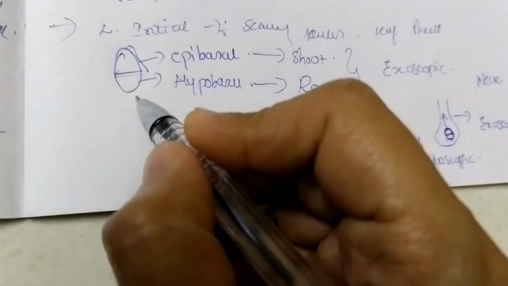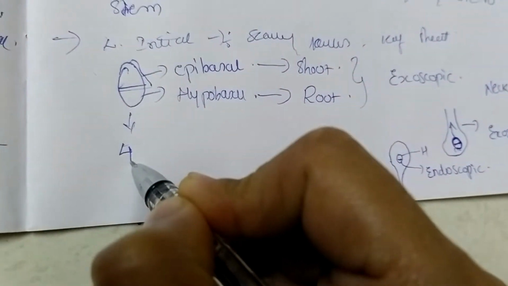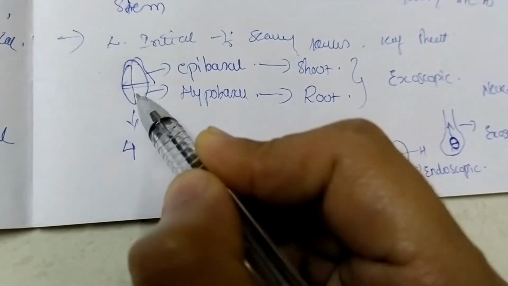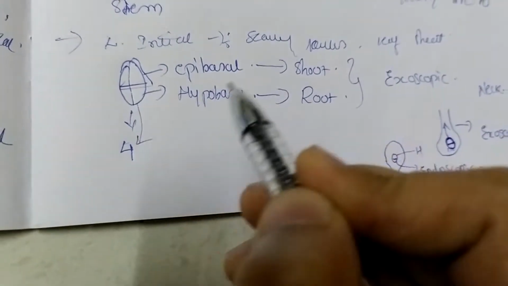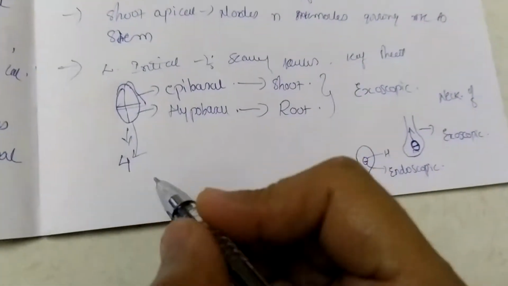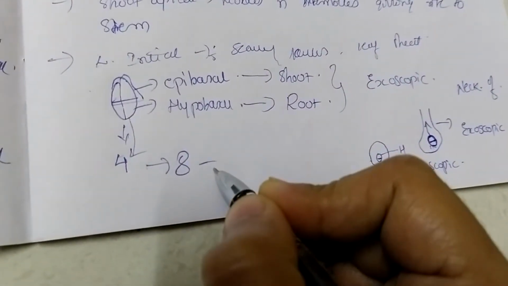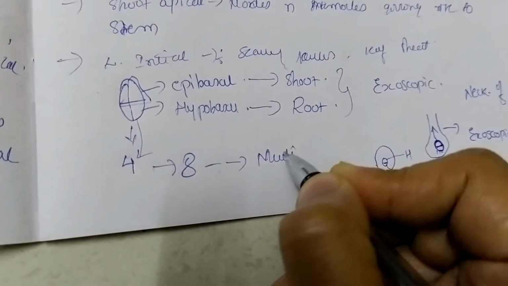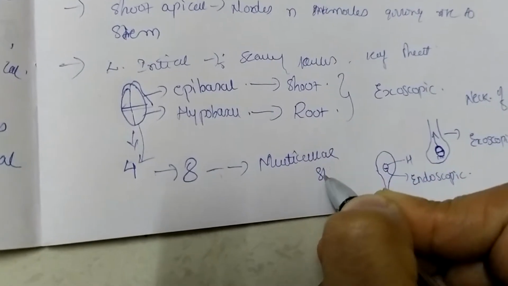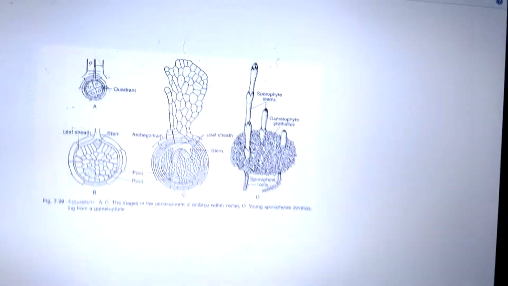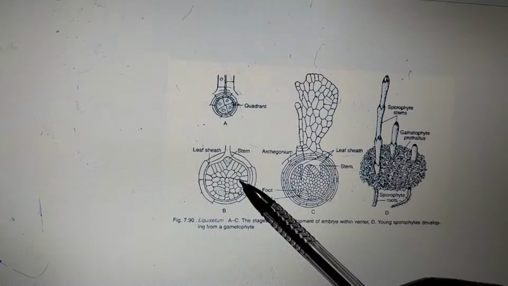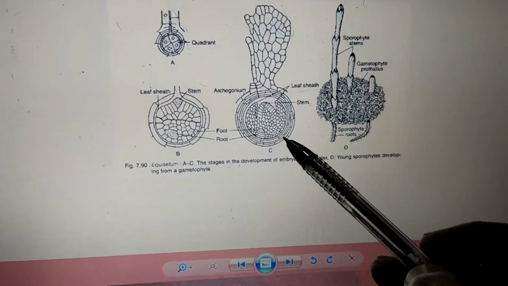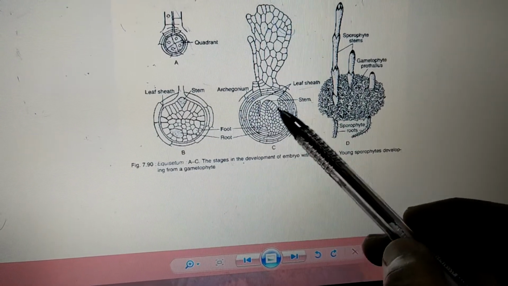Now this two-celled stage will further divide to form a four-celled stage called the quadrant stage by another vertical division. Further division leads to formation of eight cells, which we call the octant stage. The octant stage leads to a multicellular stage. It will look somewhat like this, the multicellular stage. Further development leads to formation of a structure like this, where we have three lobes coming out.